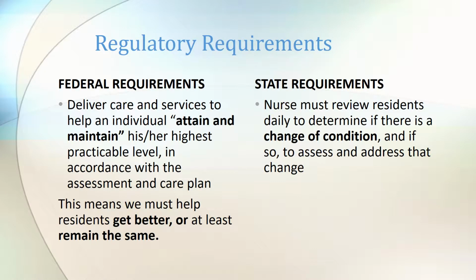You probably are aware that the nursing home has surveys. These surveys, or government inspections, are done to make sure that the nursing home is following regulations. There are federal regulations and additional state regulations. Basically, federal regulations require that we help residents get better or stay the same. Residents cannot show decline unless we can prove that the decline is clinically unavoidable.